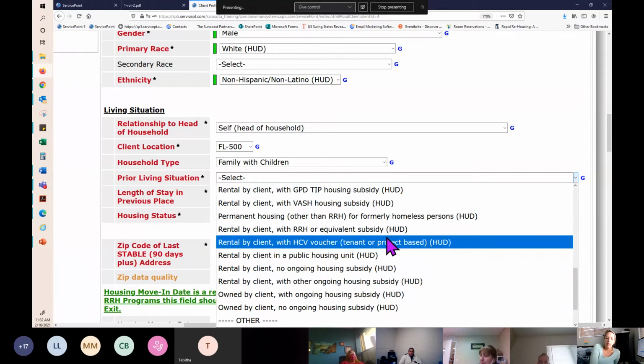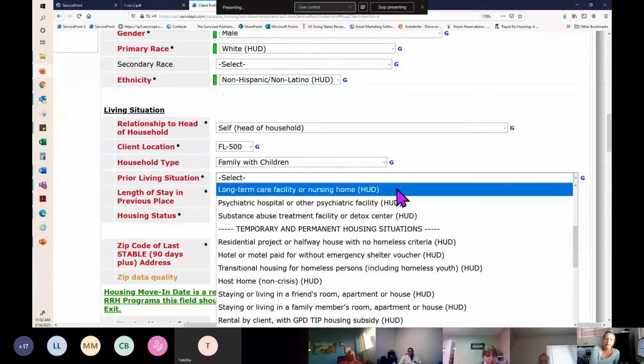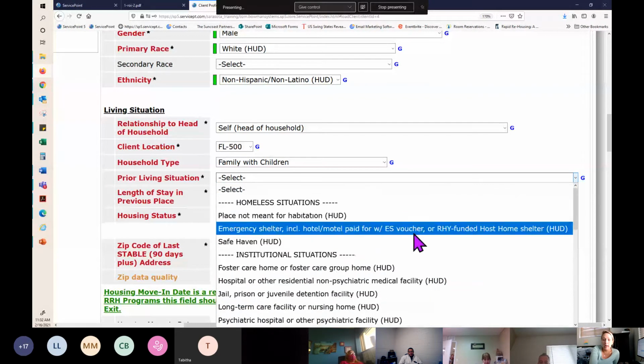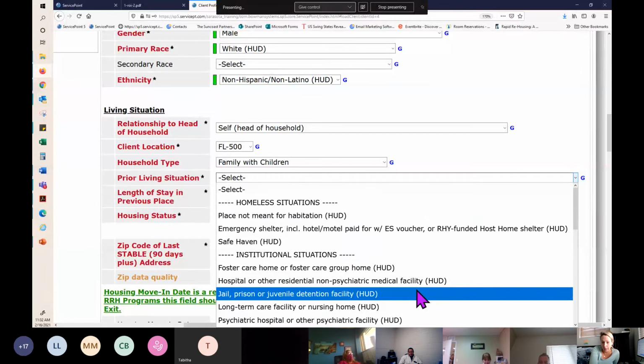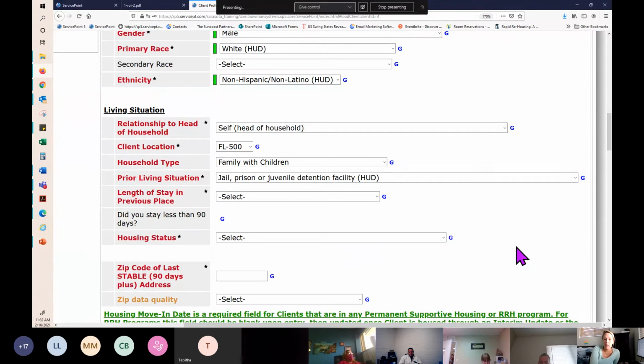So we also have those trickier areas where maybe we have clients that were in jail the night before. Where did you stay last night? Well, I was in jail. And I want to make sure that we're paying very close attention to these questions on the left-hand side, because these questions are conditional logic questions. What you answer here can affect what the next question is.